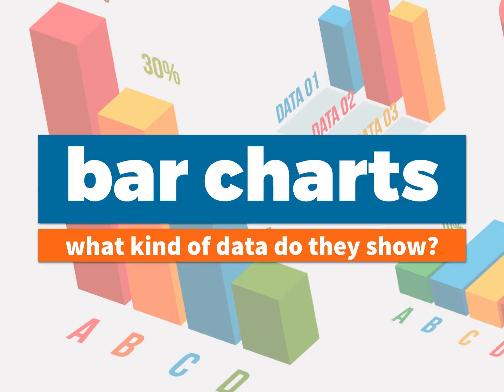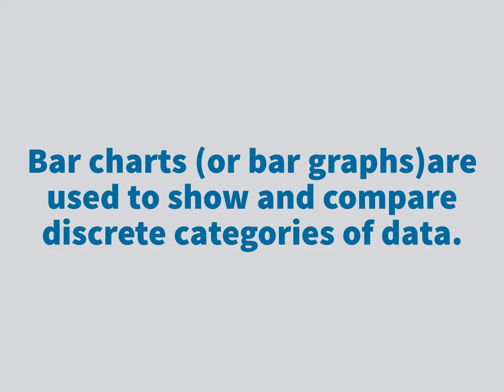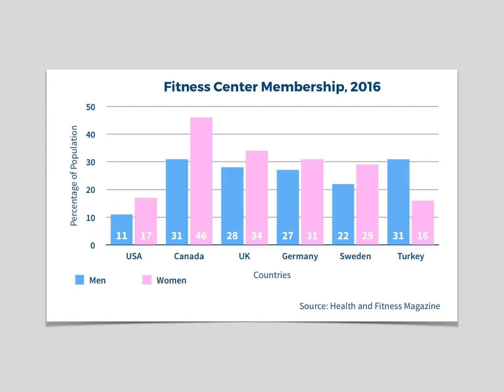Now, as with other types of charts and graphs, we can only use bar charts to display certain kinds of information. And bar charts are used to display what we call discrete categories of data. And let's just explain what that means. Here we have a bar chart that shows us fitness center membership in 2016 for 7 different countries. Now, if we look at the USA, for example, we can see that 11% of men are fitness center members compared to 17% of women.